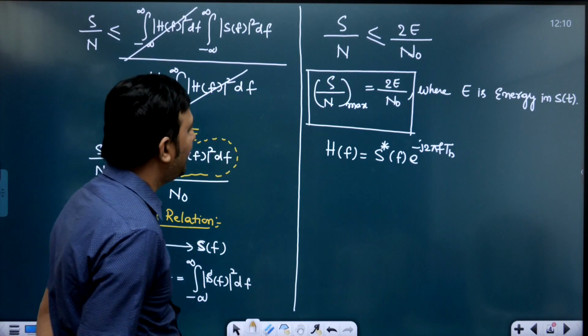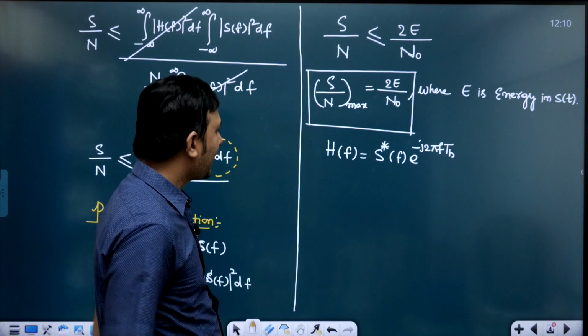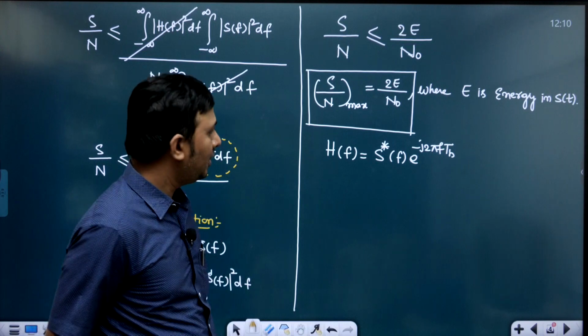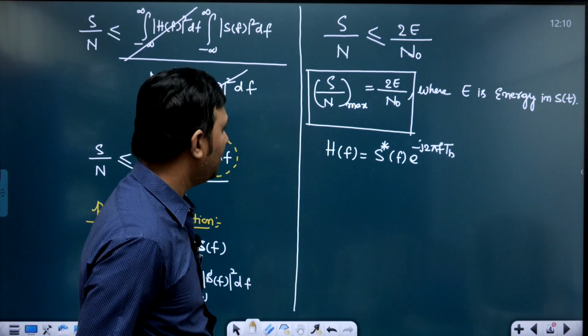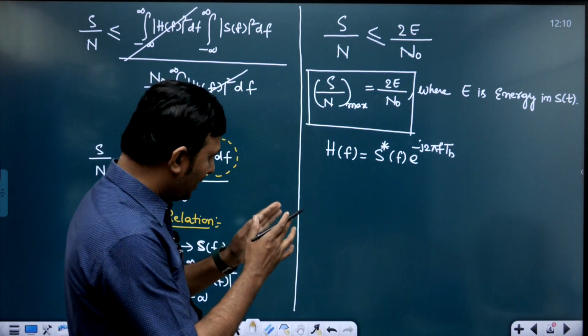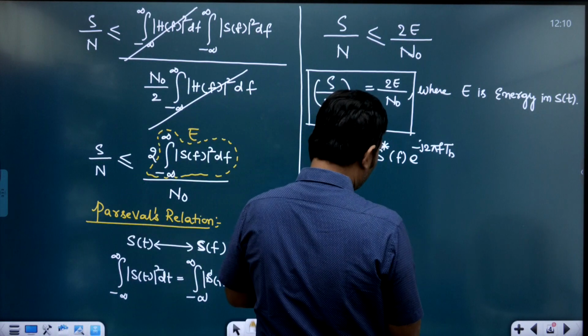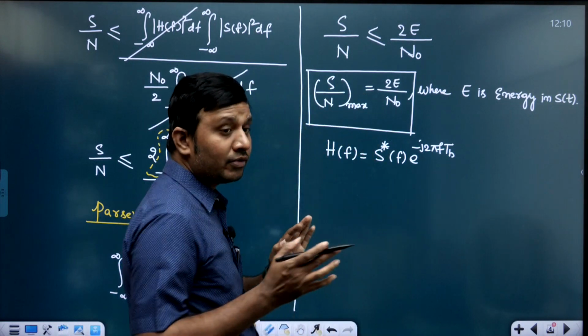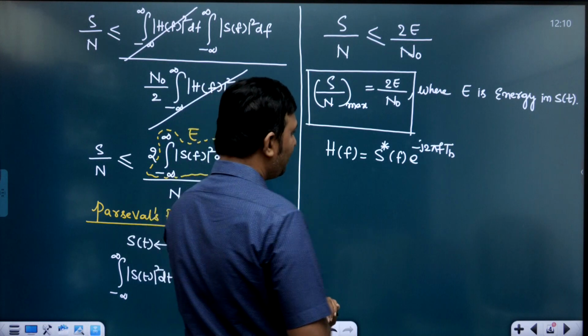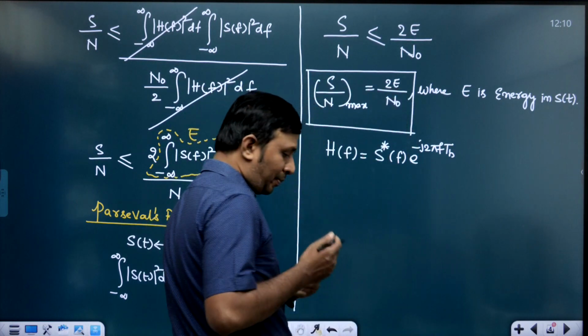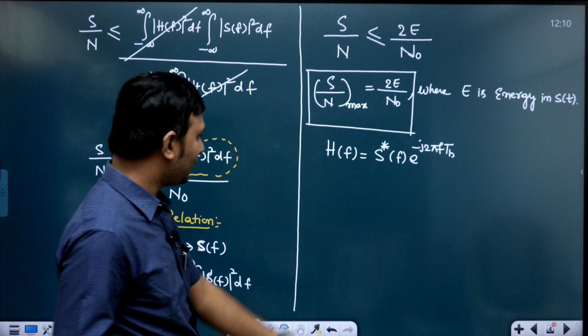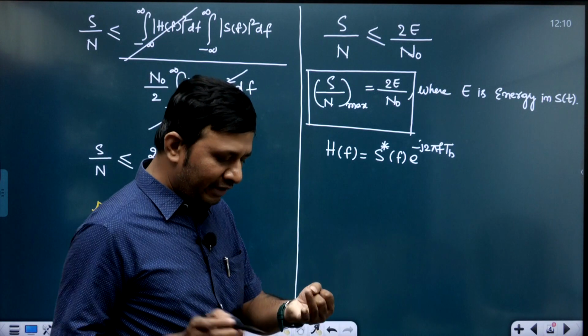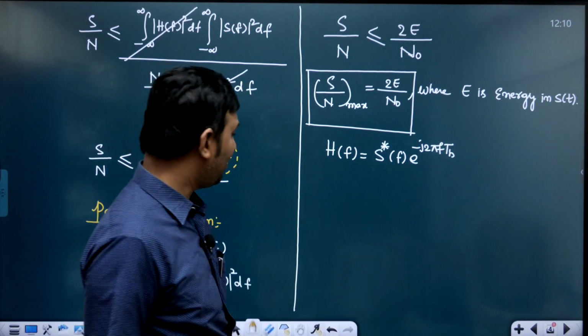So how to find out the impulse response? By calculating the inverse Fourier transform. How to find out the inverse Fourier transform? See, for getting the inverse Fourier transform of this expression, I want to tell you some basics: if you can recollect your properties of Fourier transform, shifting property and conjugation property, your life will become very easy.